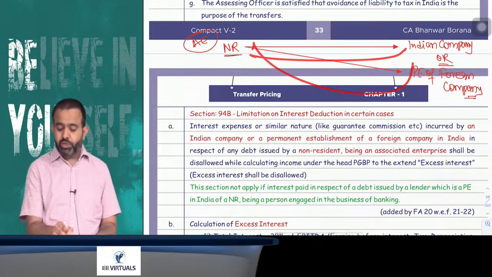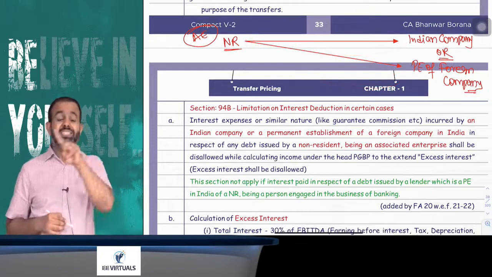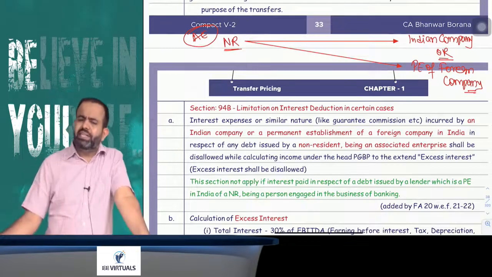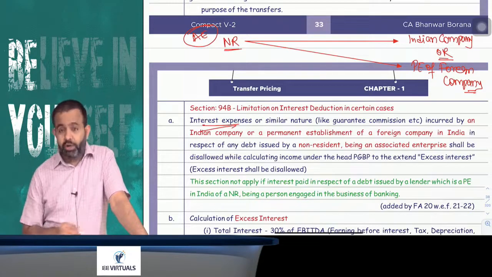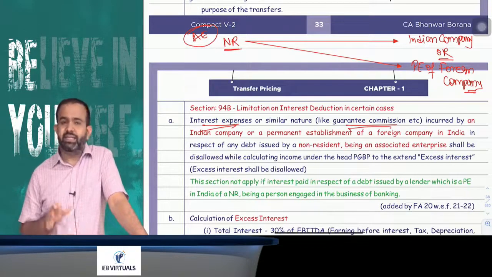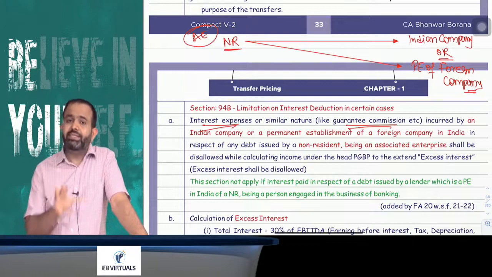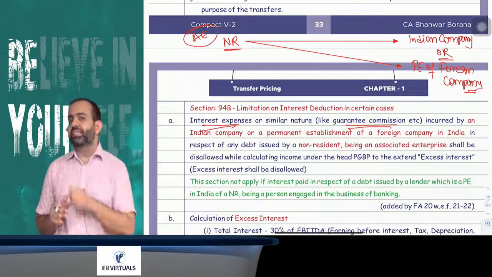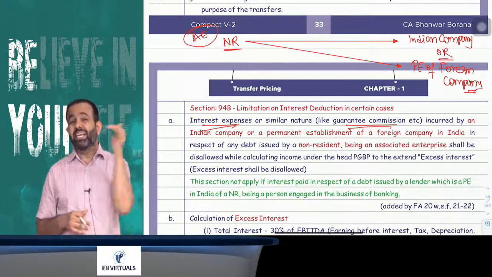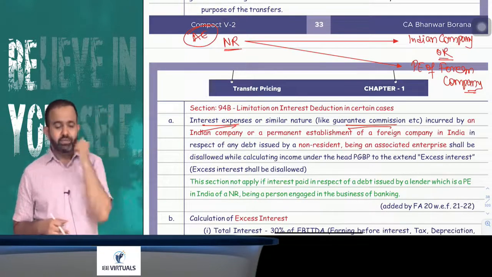Suppose this Indian company or PE of a foreign company is paying debt charges to the non-resident. Here debt charges means either interest expenses or guarantee commission, etc. In that case, there is a limit, meaning excess interest will be disallowed. Within the limit it will be allowed, but excess interest will be disallowed.